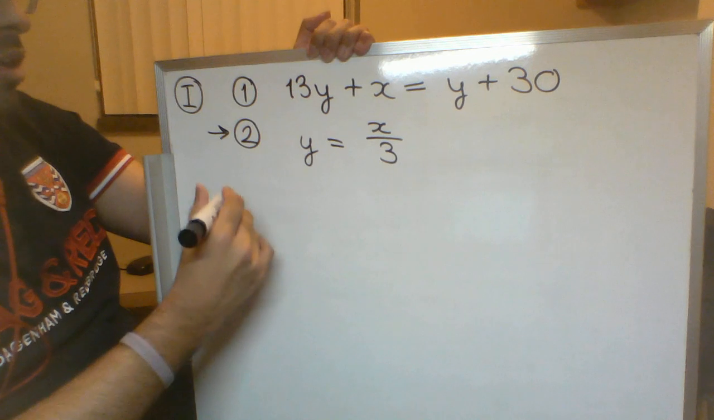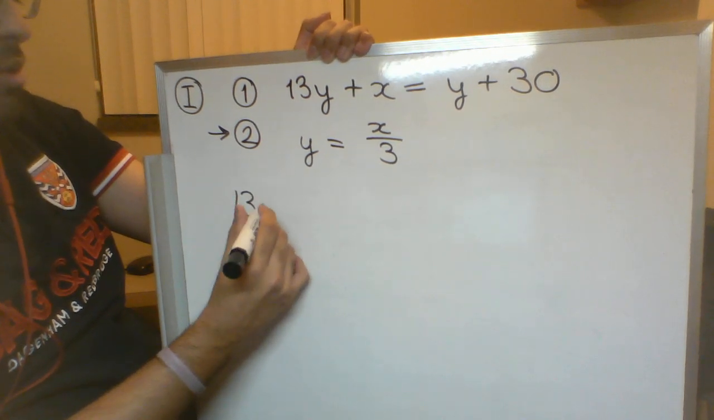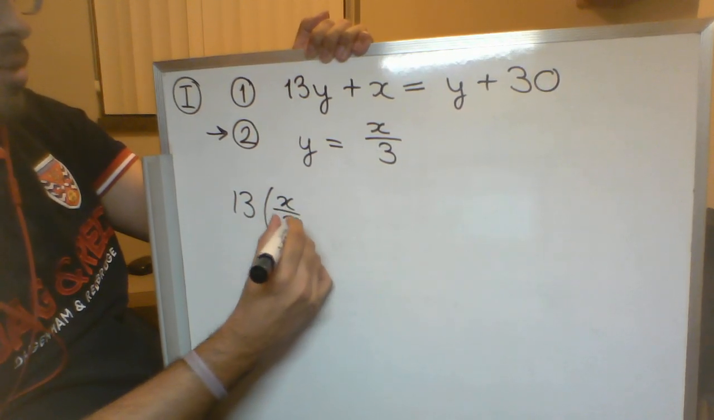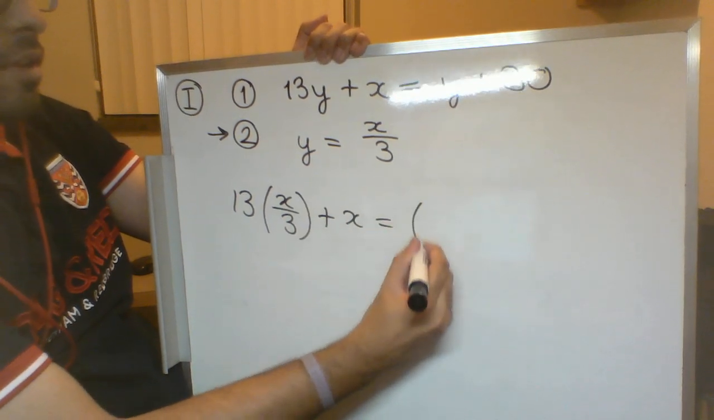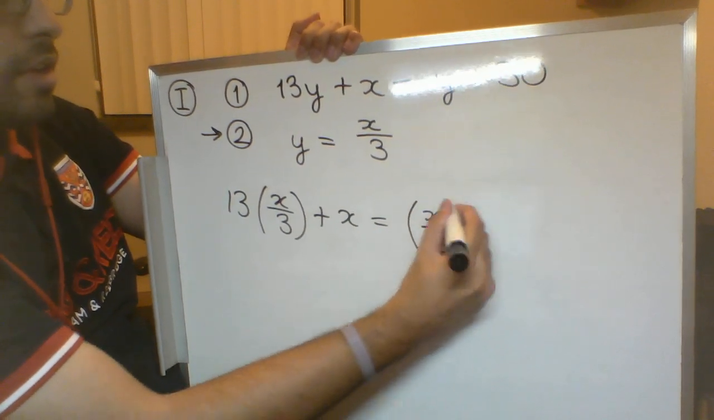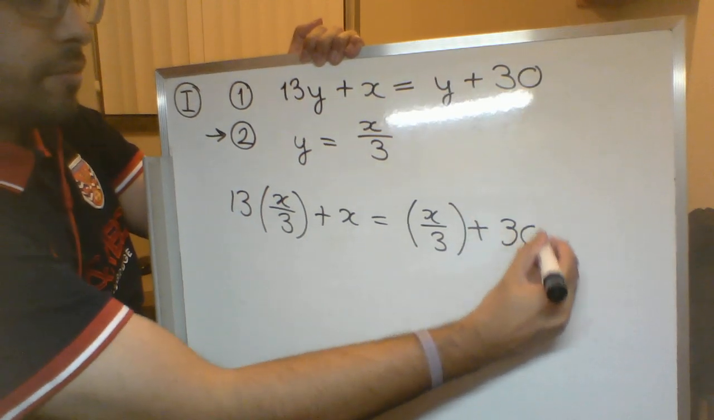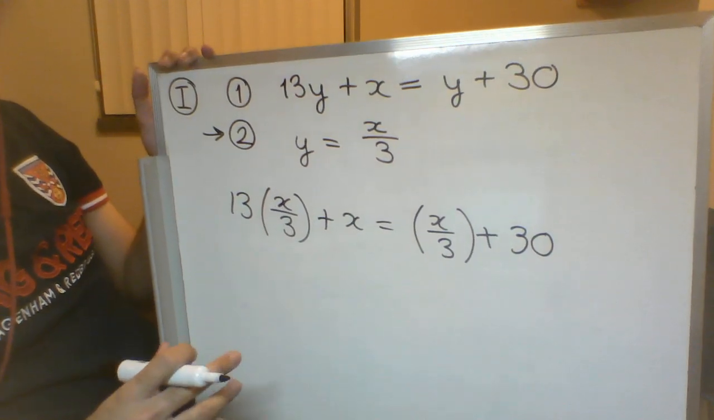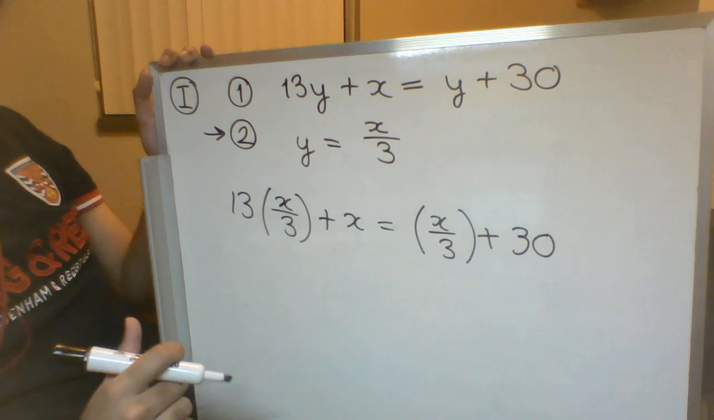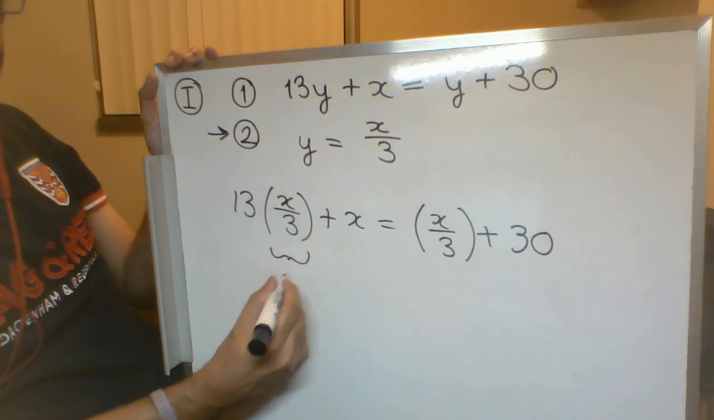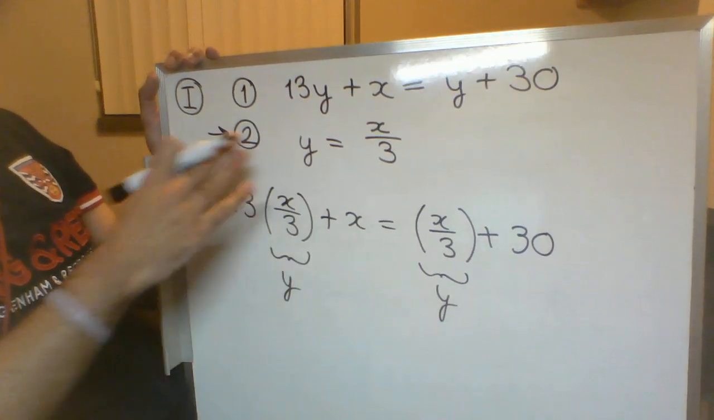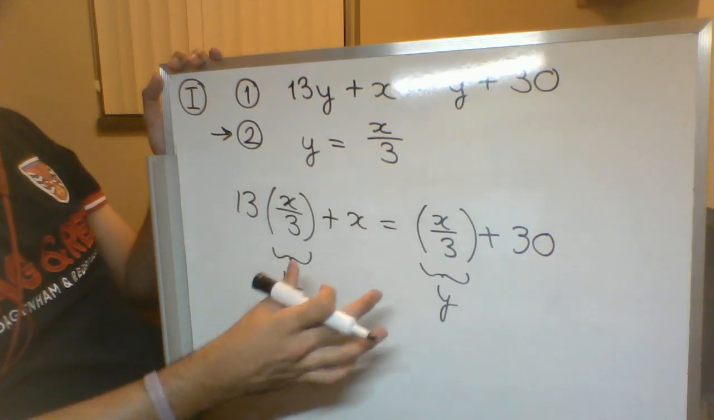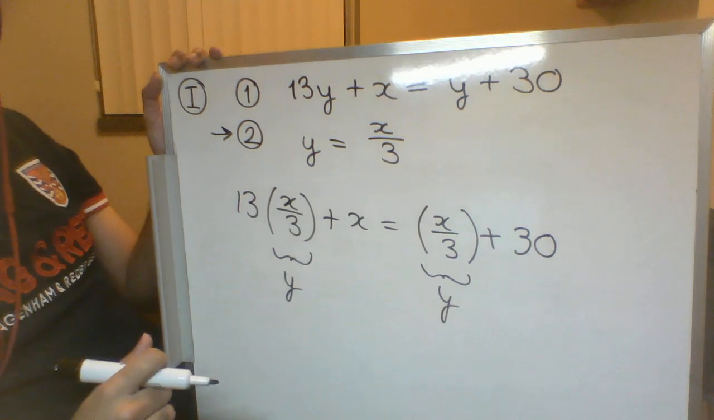Don't write this down, but this is what it would look like. It would look like 13 times x over 3 plus x equals x over 3 plus 30. There's nothing wrong with that. If that's how you want to go about solving the problem, you absolutely can. This used to be a y, right? And this used to be a y. No problems there. I've substituted this information into equation 1 and it gave me that.